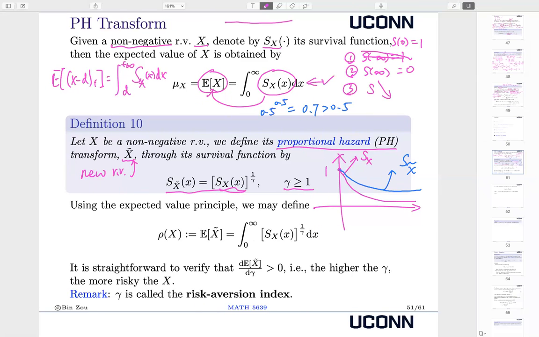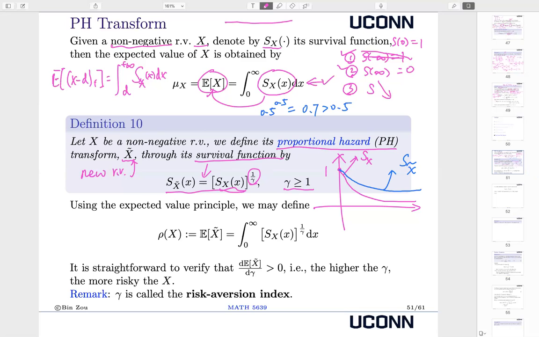Because 0 to any positive power is 0, and 1 to any positive power is 1, this is good. And if it's decreasing and I apply a power, it's still decreasing, because I can differentiate, and because the power is positive, it's still a decreasing function. So everything works well. This is indeed a new survival function. So by this, we get a new survival function.